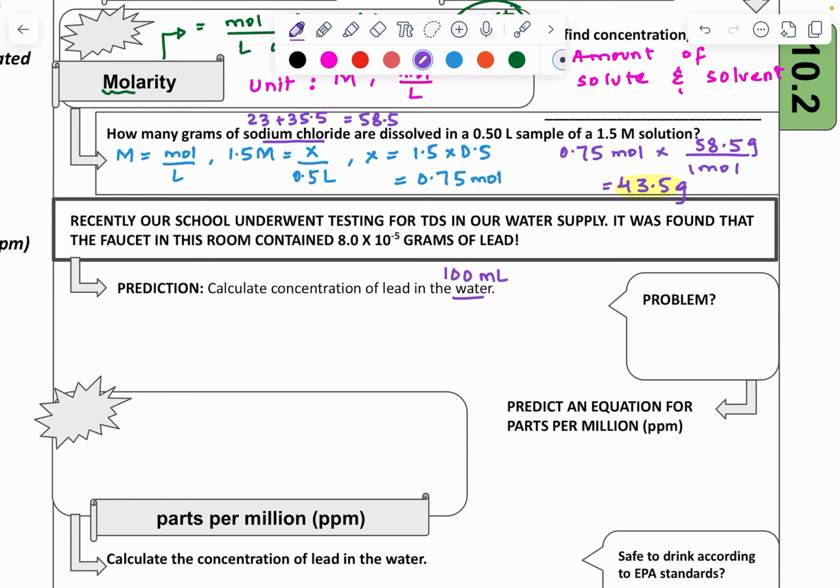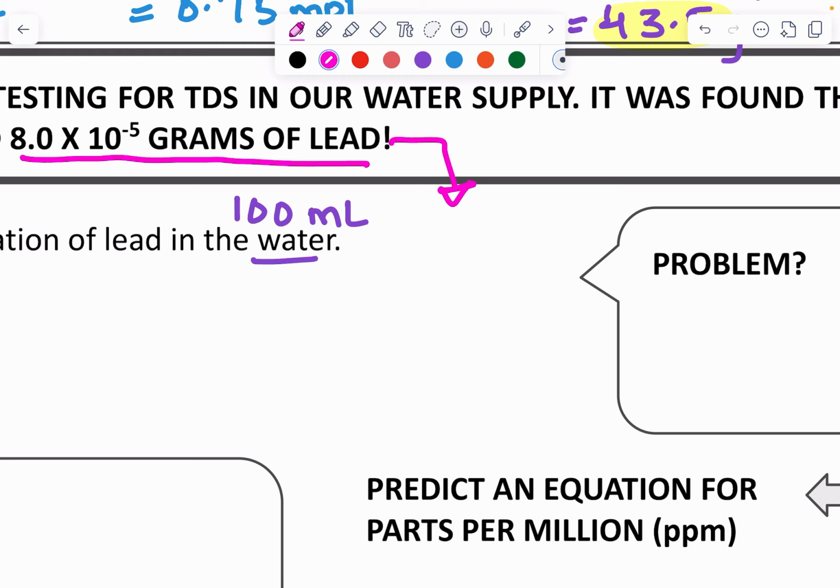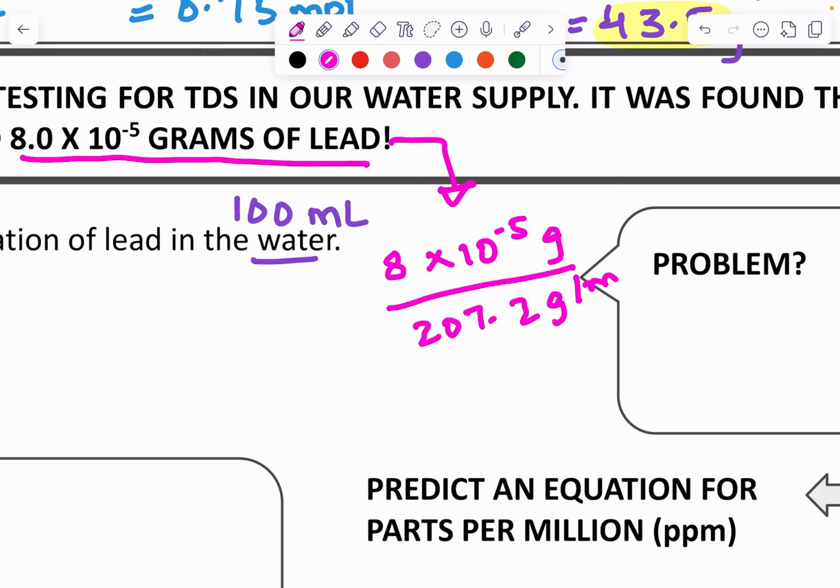So once again, we need to do some conversions for this one because for the molarity equation, we need moles and liters, but in this case, we are not given either of them. So let's first go ahead and convert the grams of lead to moles. And to do that, we are going to need the molar mass of lead, which is about 207. So 8 times 10 to the power of negative 5 grams of lead, if I divide this by the molar mass of lead, which is 207.2 grams per mole, we end up with a very small number, about 3.86 times 10 to the power of negative 7 moles.